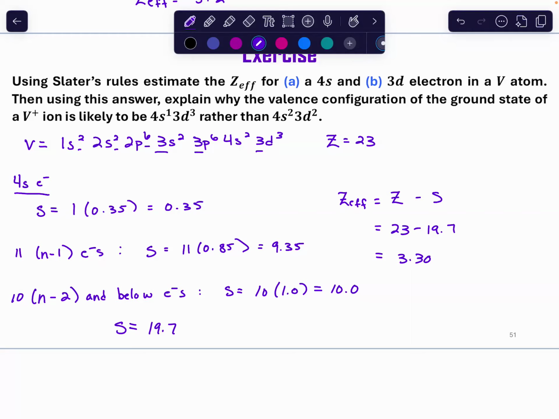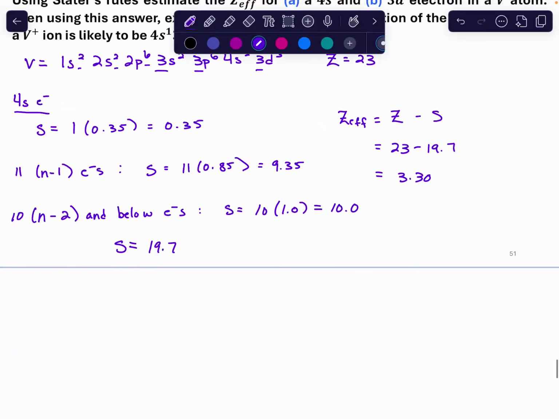Now, notice here how we did have d electrons and we did have different rules for d. In this case, we were examining an electron in a 4s orbital, so we use the first set of rules for the ns, np groups. If we were examining one of the 3d electrons, we would completely, well, we'll do that next. So you'll see how this works.